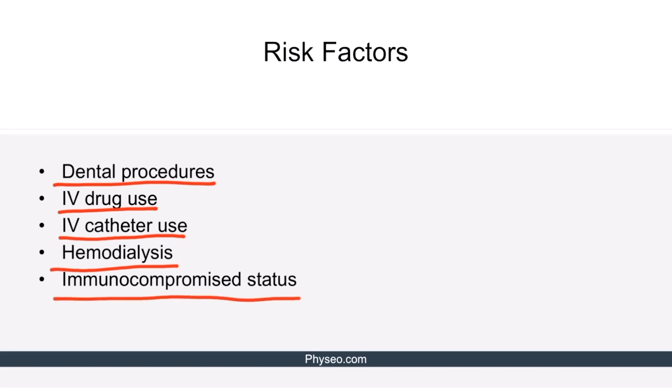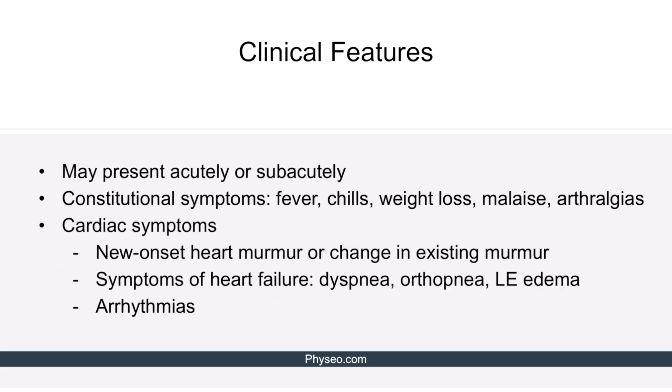An immunocompromised status increases the risk for endocarditis by allowing bacterial proliferation without an appropriate immune response. The clinical manifestations of infective endocarditis are usually highly variable and may present as an acute, rapidly progressing infection or may manifest as a subacute or chronic disease with nonspecific symptoms. Most patients present with constitutional symptoms such as fever with chills, weight loss, anorexia, malaise, and arthralgias. A cardiac murmur is also a very common sign that is observed in a majority of patients. The murmur can either be new or a change in an existing one.